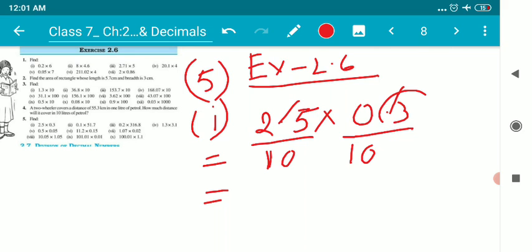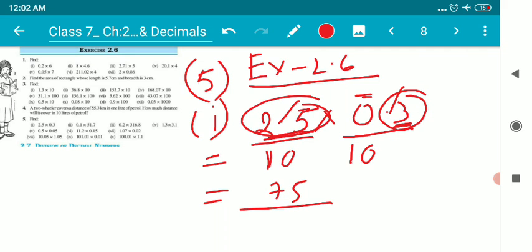Now children, don't cancel this 25 with 10, don't do anything. Just simply multiply 3 with 25. Now it's no more 2.5 because I have already removed the point. So it is 3 into 25. As we all know, numerator and numerator get multiplied and denominator and denominator get multiplied. So 3 into 25 results in 75 by 10 tens are 100.